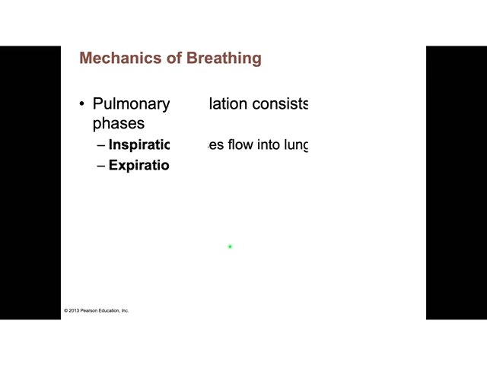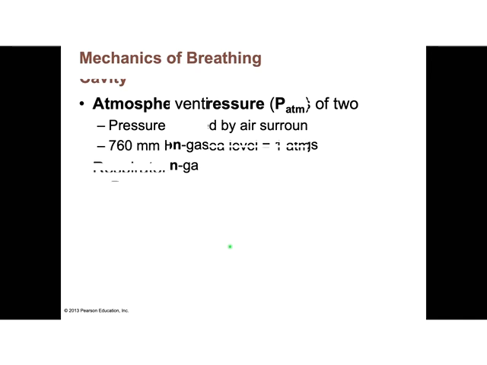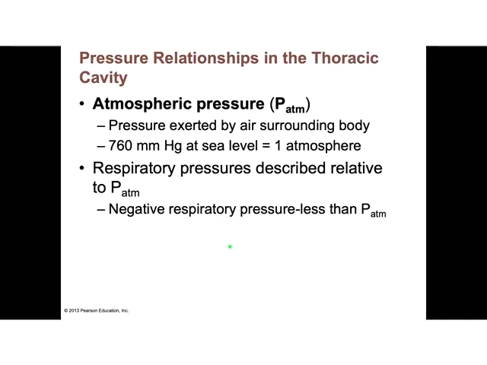When we breathe, we go through two cycles. One, a cycle of inspiration, where we pull gas into the lungs because we can create a negative pressure, and expiration, where we can push gas out of the lungs because we create a positive pressure. Okay? Atmospheric pressure, which is 760 millimeters of mercury, is the force of the atmosphere on the surface of the earth and on your body.